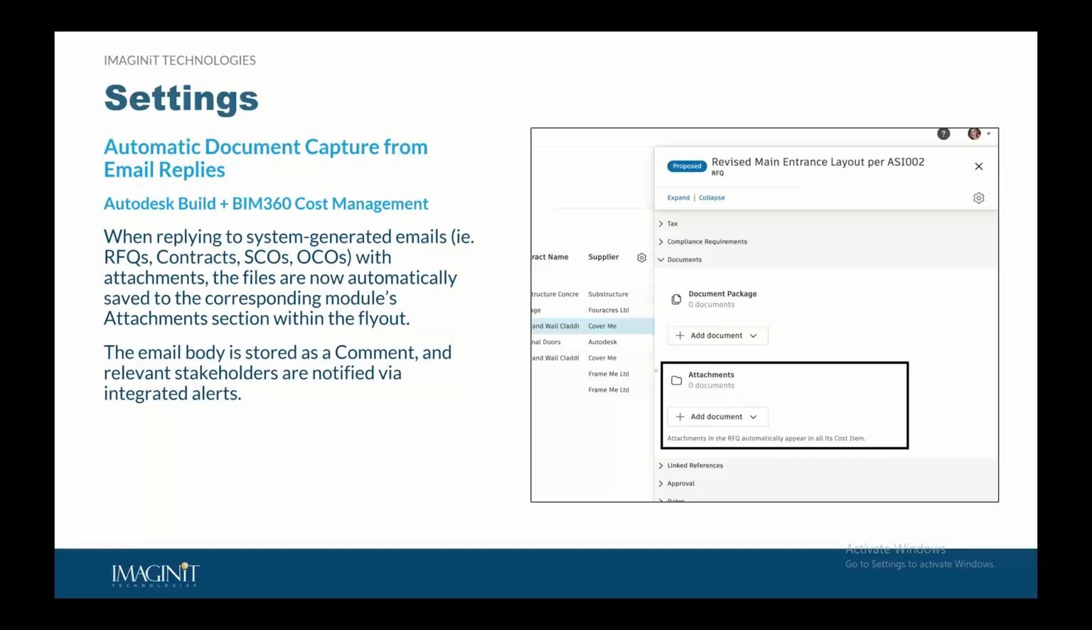So now when you reply to a system generated email with attachments, those files that are attachments are now automatically going to be saved to the corresponding module's attachment section within that flyout. So that's pretty cool. The email body is going to be stored as a comment, and then relevant stakeholders will be notified via any alerts that you guys have integrated or set up inside of your ACC platform.